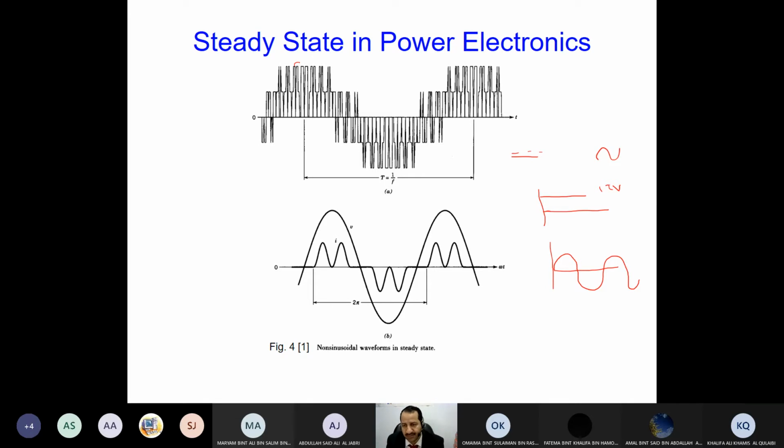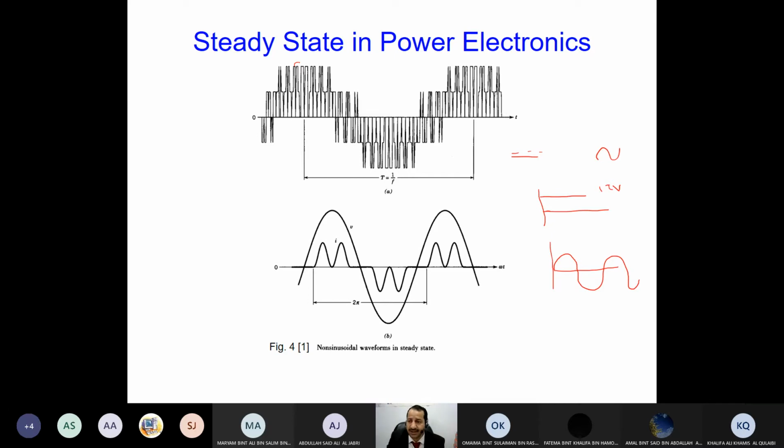We will learn what happens later on in the rectifier circuit, but for now just think about it in this way. These are the scientists who did this. Really, they are smart, clever. How can they make it flexible and bend it in this way and make a sinusoidal waveform?